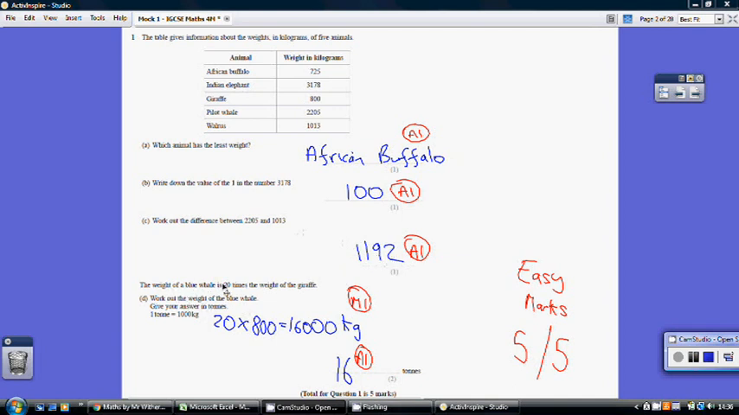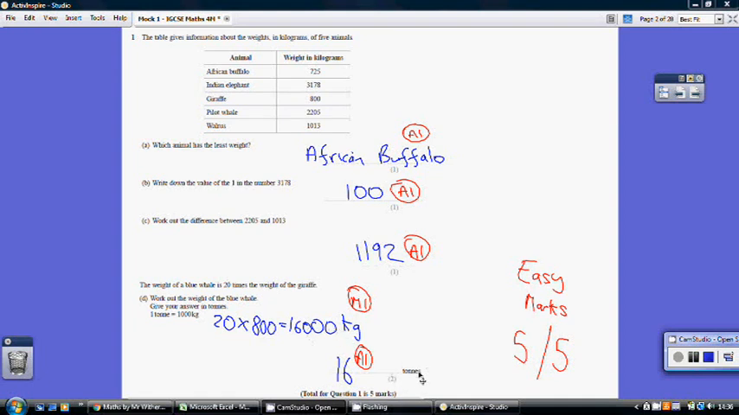Now we're told the weight of a blue whale is 20 times the weight of the giraffe. Work out the weight of the blue whale, give your answer in tons. So the giraffe is 800. The blue whale is 20 times as big as this, so you do 20 times 800, which is 16,000 kilograms.